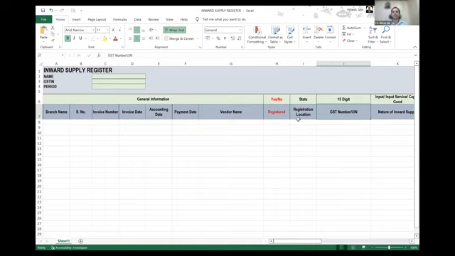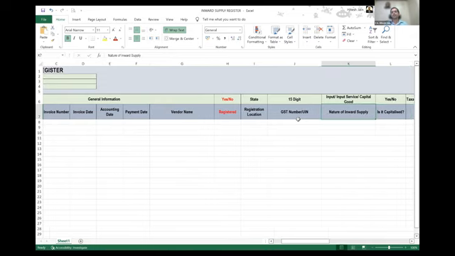Registration location, GST number, nature of inward supply: input, input services, capital goods. In income tax, we have revenue and capital expenditure. In GST, we have input, input services, capital goods. What is a capital good? Something which is capitalized in the books of accounts. That is a capital good. Input is receipt of goods. Input services is receipt of services. So we give this three-way breakup.